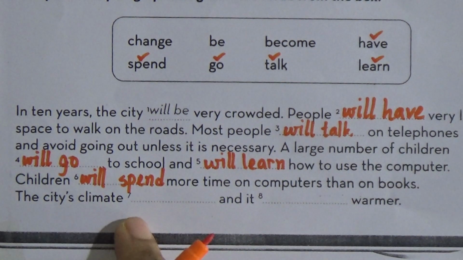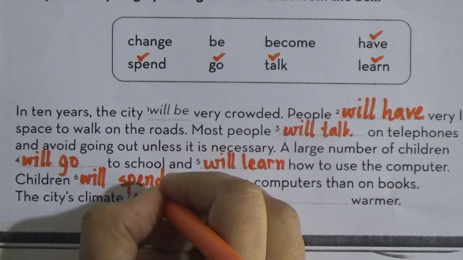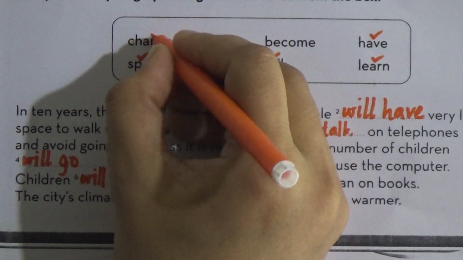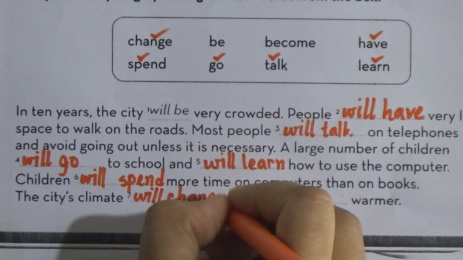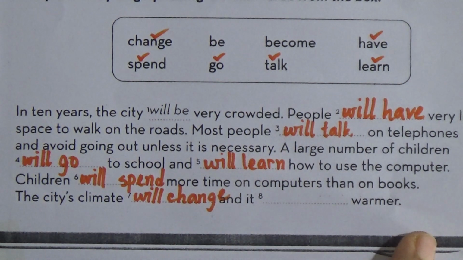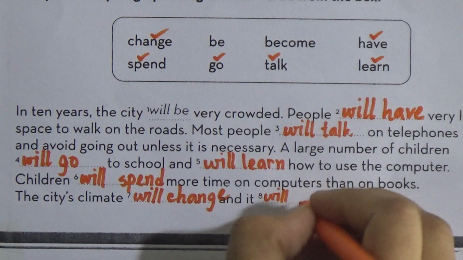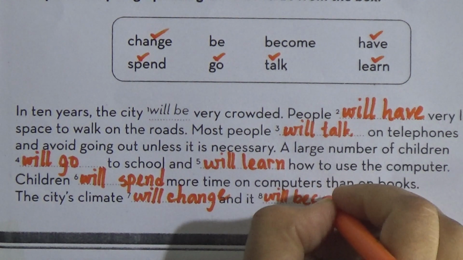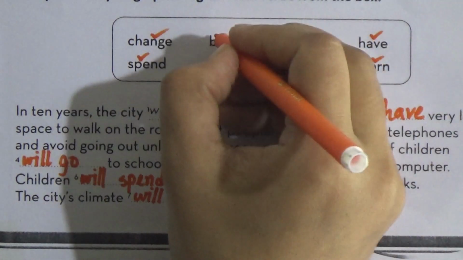The city's climate will change. And it ___ warmer, and it will become warmer. Okay, we have already used be in number 1.